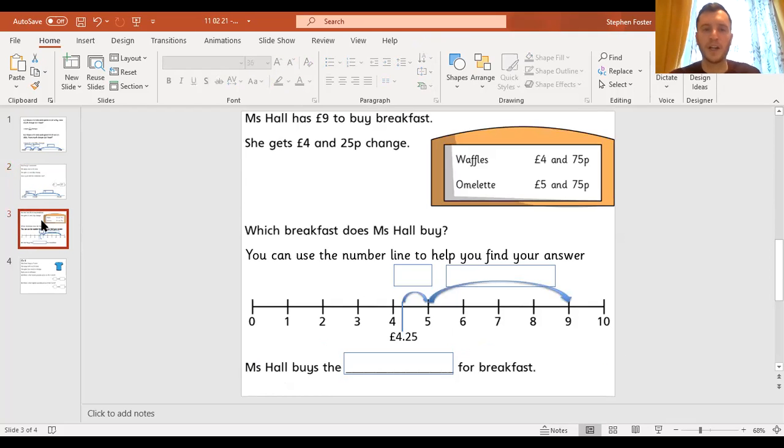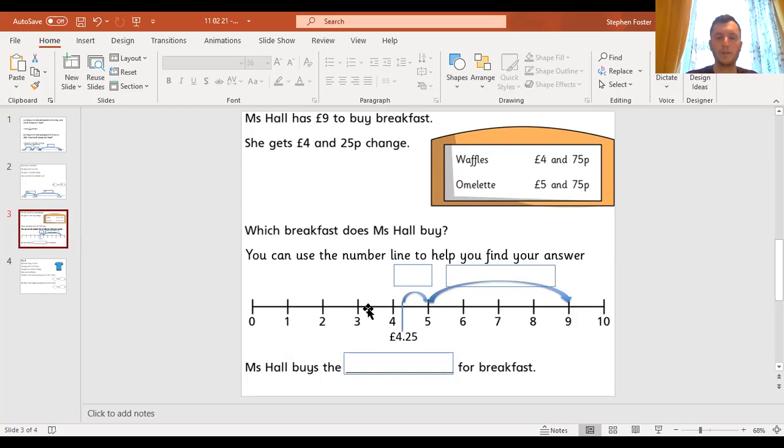Last question before our challenge X. Miss Hall has £9 to buy breakfast. She gets £4.25 change. Which breakfast from this menu up here does Miss Hall buy? And again, I've given you a number line to help you. As always, pause the video, have a go at that question, and we'll look through it together.